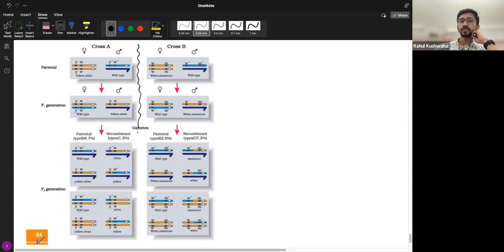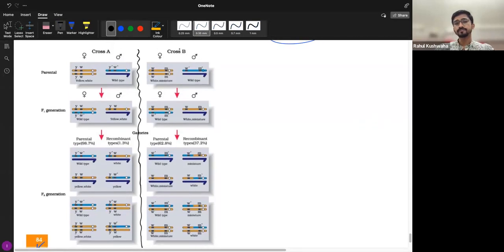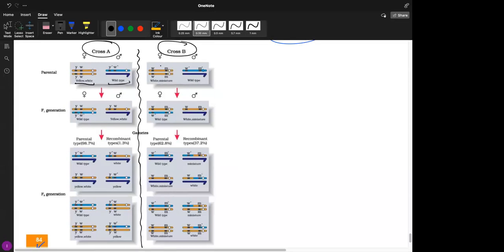First, let me tell you, these are two different things. You should see it: cross B is separate from cross A. In cross A, they took two traits: yellow body with white eyes, and the wild type of it, which is brown body with red eye. Okay. In cross B, yes, Hiram, you have a question.